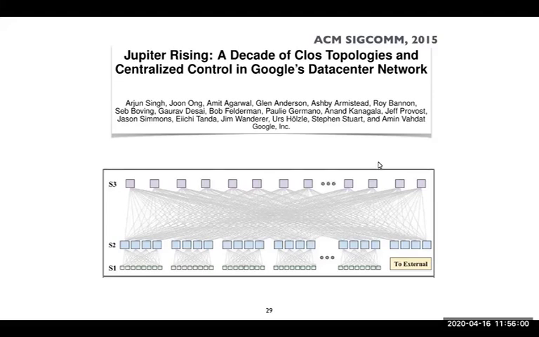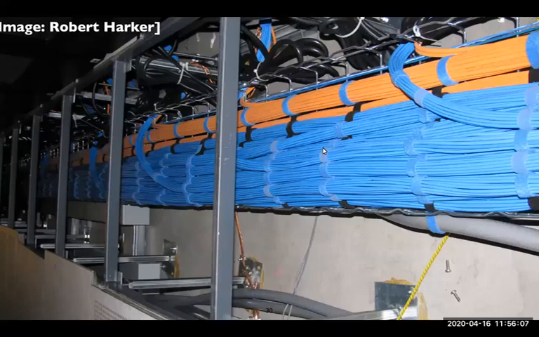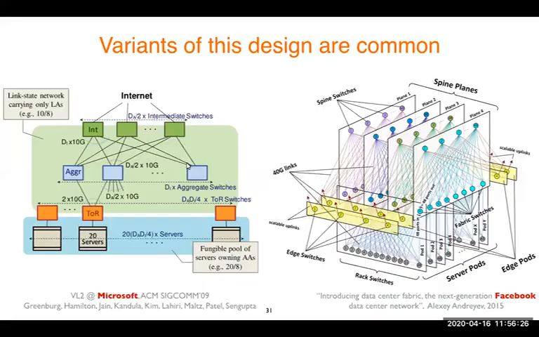If you're looking at this, and as someone alluded to, this is a lot of links. Yes, in fact, how you do this wiring has turned into a problem of its own. There are papers on how you aggregate cabling together, and at Google you can walk through and see their layout of cables and how they manage that. Yes, that is a downside to fat trees. Variants of the design are common.